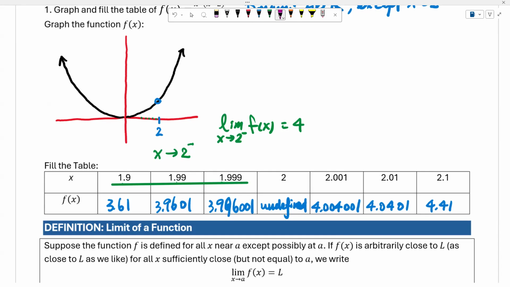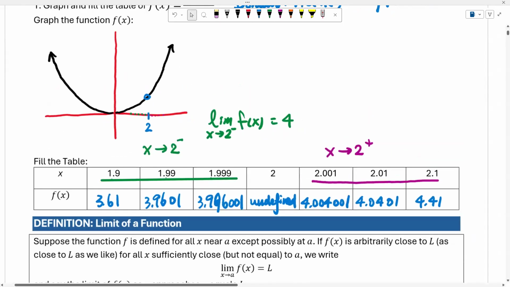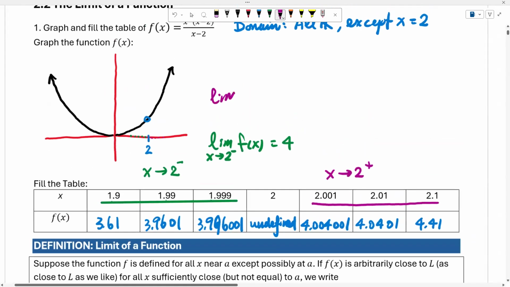Then now, let's talk about x approaching 2 from the right-hand side. Let's look at this. You will see that x approaching 2 from the right-hand side is like we get 2.1, 2.01, 2.001, and closer. So in this case, the limit of f of x as x approaches 2 from the right-hand side. And you will see that again, the number that you have is getting closer and closer to 4.